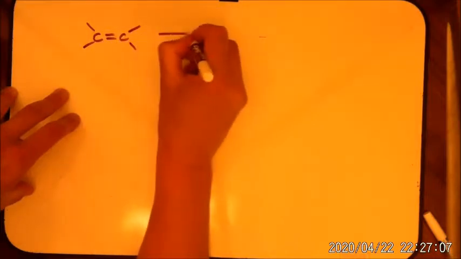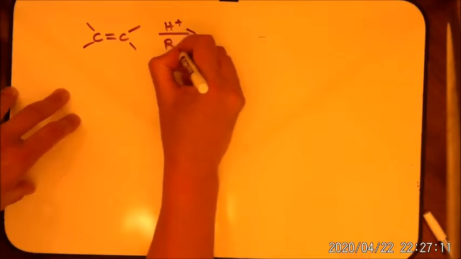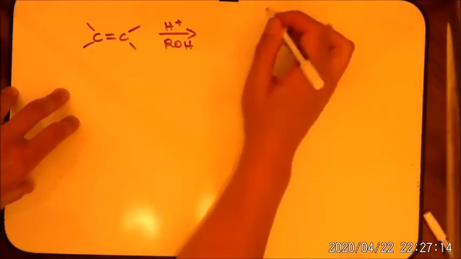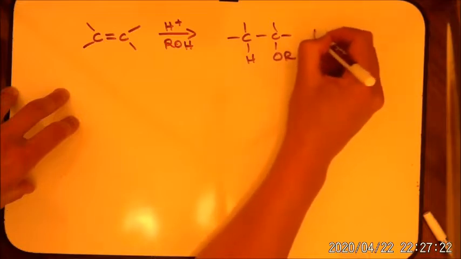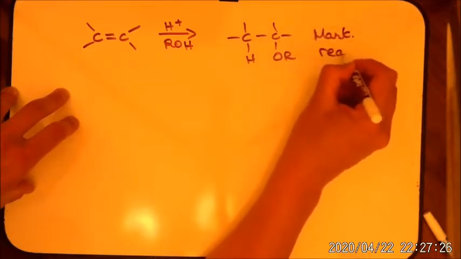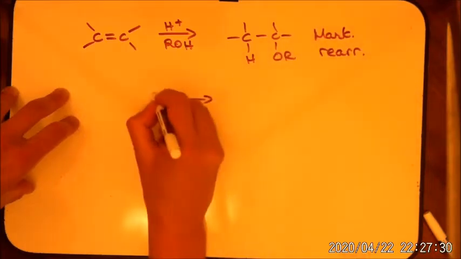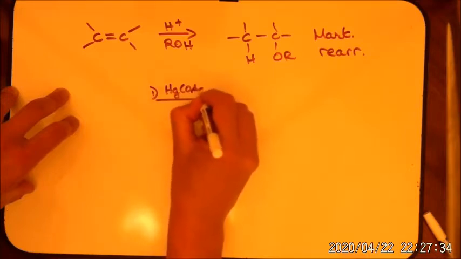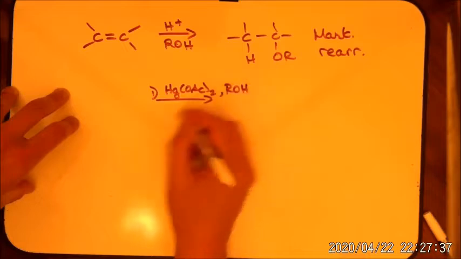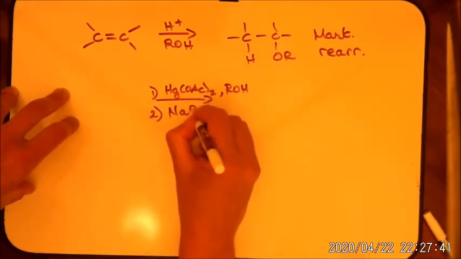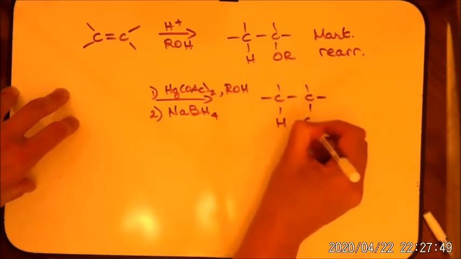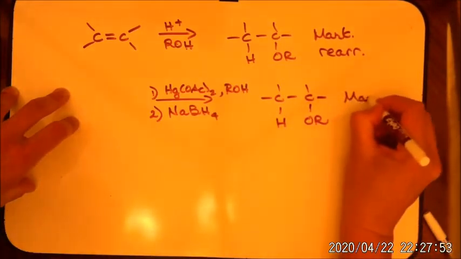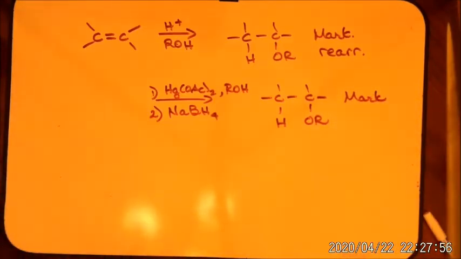So to make ethers, you could actually just use an alcohol instead of water, and again, it would be the same thing. It would be Markovnikov, and you get rearrangement. Okay? More often what you'll see though is using your mercuric acetate. Instead of water, you have an alcohol for your solvent, and then we reduce using sodium borohydride, and you would get your Markovnikov orientation. Okay, so we have those.